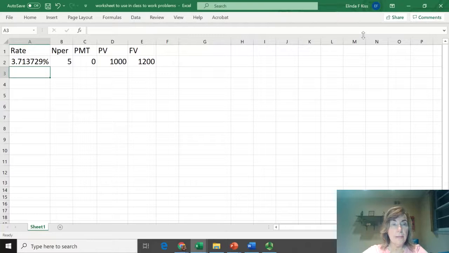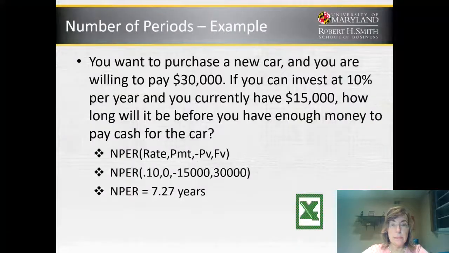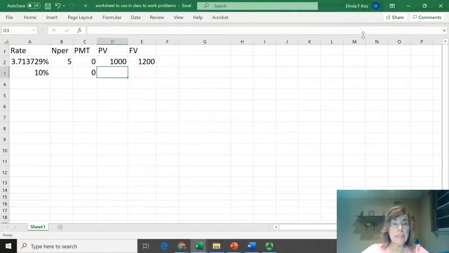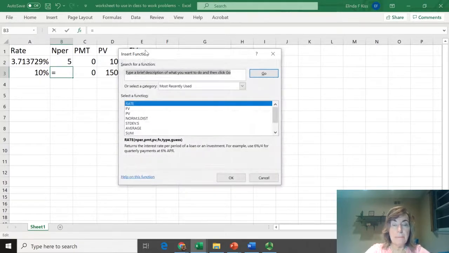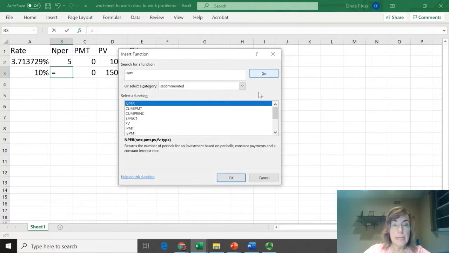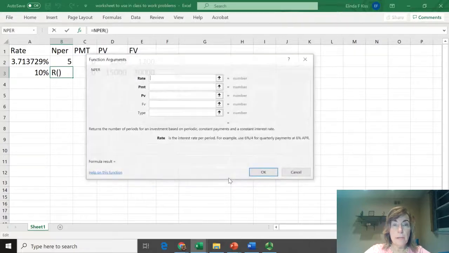So what I have here, I said the rate was 10%, and I said no payment. Present value, I said, was $15,000, and future value, I said, was $30,000. And now I'm going to solve for the number of periods. So I'm going to go function, and I'm going to start typing NPER, and I'm going to click go. And now it gives me the choice number of periods, and I said yes.